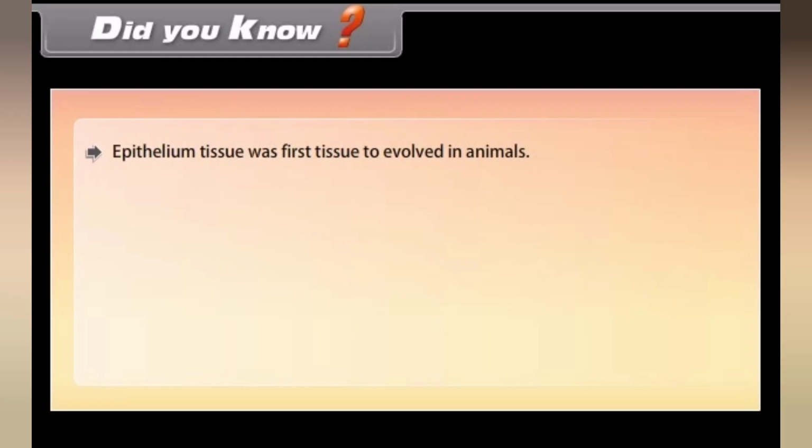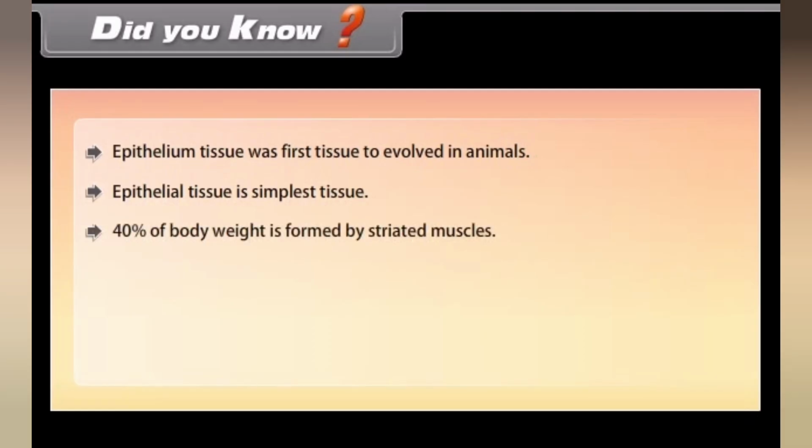Did you know? Epithelium tissue was the first tissue to evolve in animals. Epithelial tissue is the simplest tissue. 40% of body weight is formed by striated muscles.